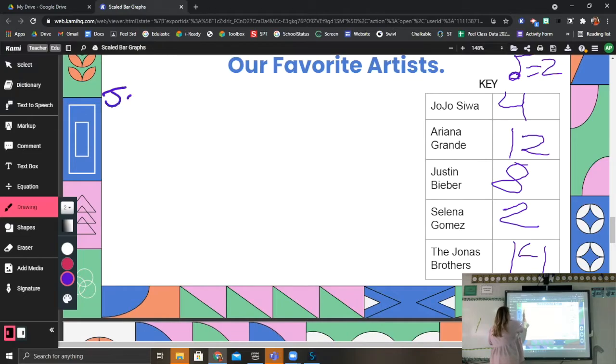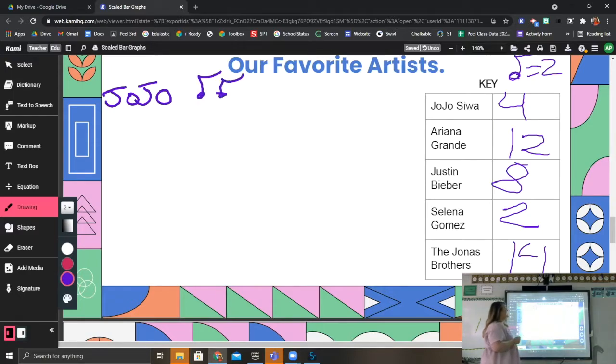If I have JoJo Siwa, I'm just going to write JoJo. 4 people voted for her. So I'm going to think, if I count by 2s, how many music notes would it be? 2, 4. So 2 music notes actually stands for 4 students because 2 times 2 equals 4. So I'm going to draw my music notes next to JoJo.